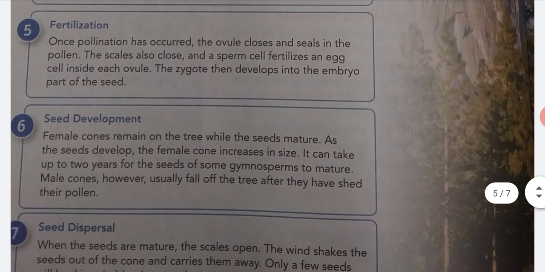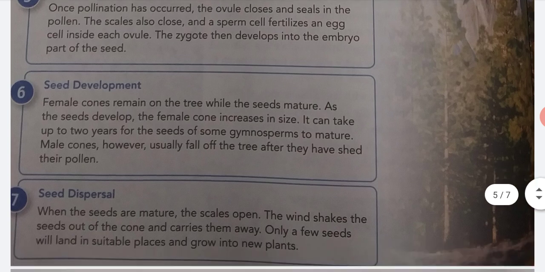Fertilization. Once pollination has occurred, the ovule closes and seals in the pollen. The scales also close, and a sperm cell fertilizes an egg cell inside each ovule. The zygote then develops into the embryo part of the seed.